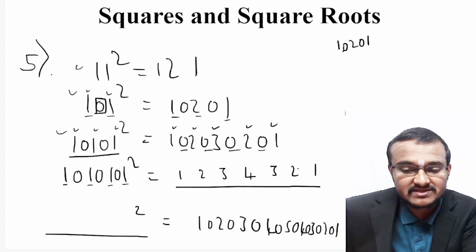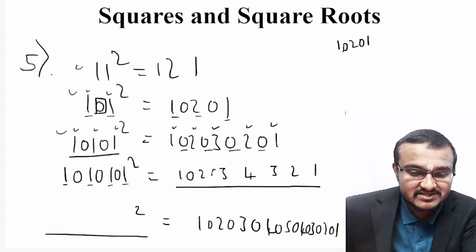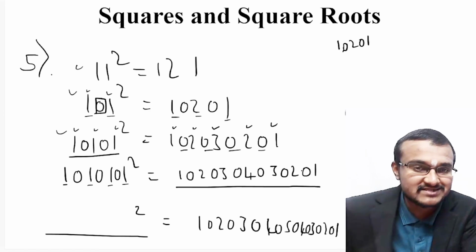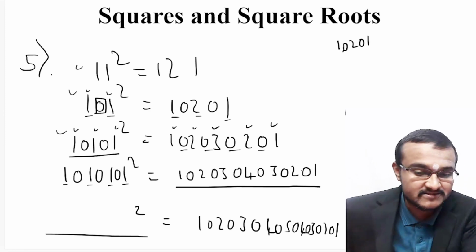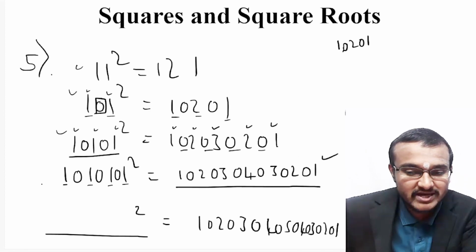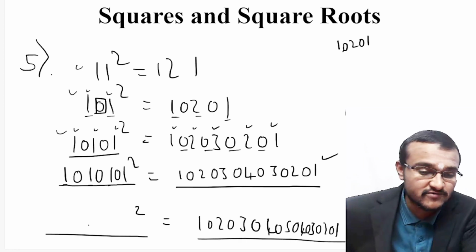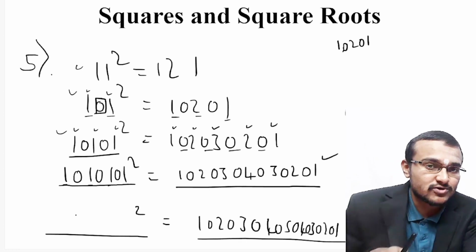Leave some space between the numbers and go on putting zeros in between the numbers. Alternatingly you should go on putting zeros in between two numbers. So this is the square of this particular 1 0 1 0 1 0 1. So now here they have given the answer, and you have to find out the square root of it.